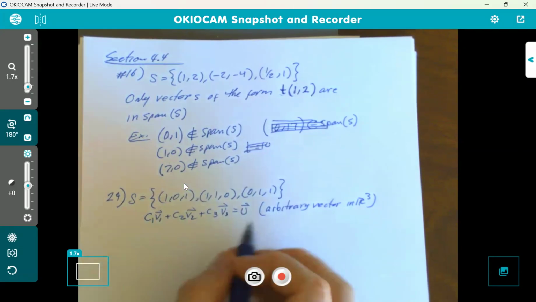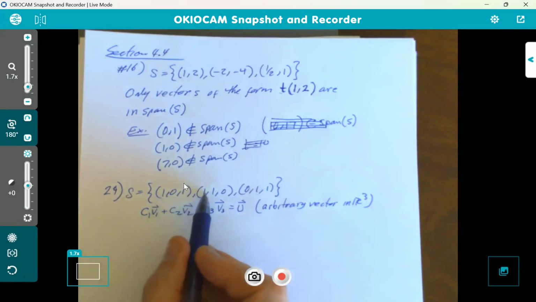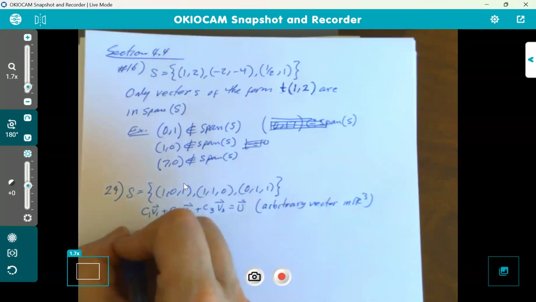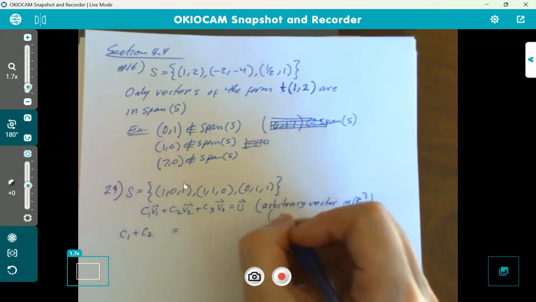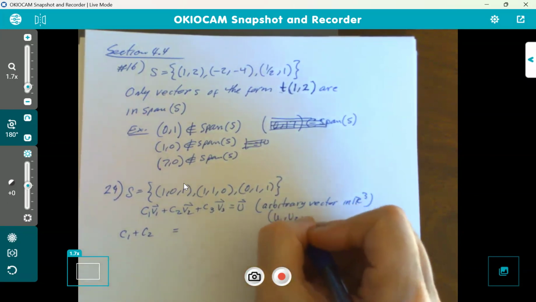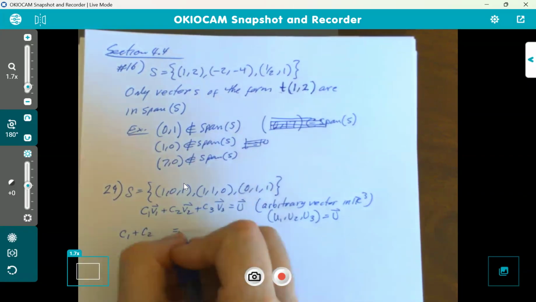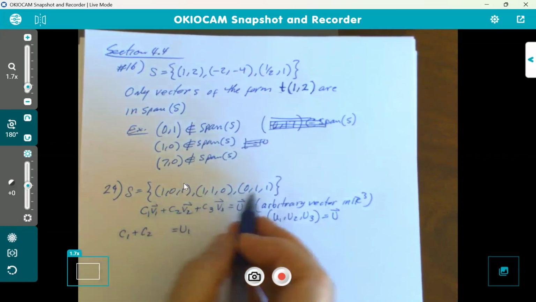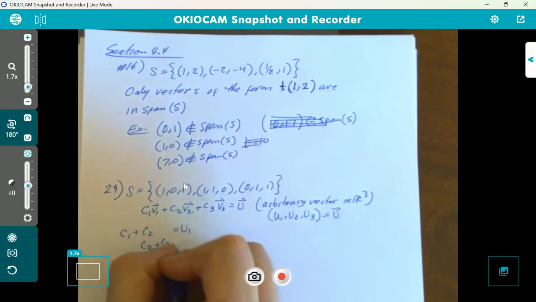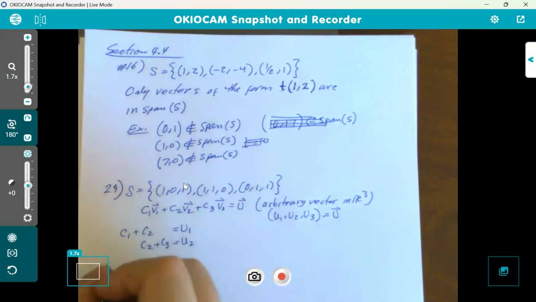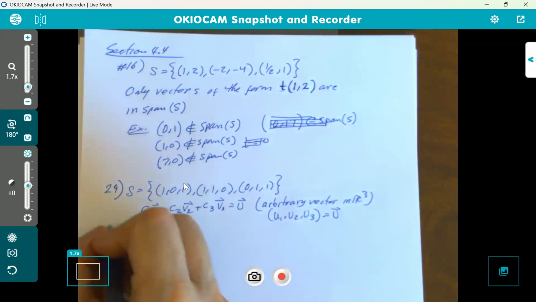Okay, so let's see. c1 plus c2 should equal the component of u. Remember, u is made up of scalars u1, u2, u3, right? This is any vector in R3. So the first component, u1, is the sum of the first components of the vectors in S. The second component should be c2 plus c3, that's u2. And the last one, c1 plus c3, is u3.